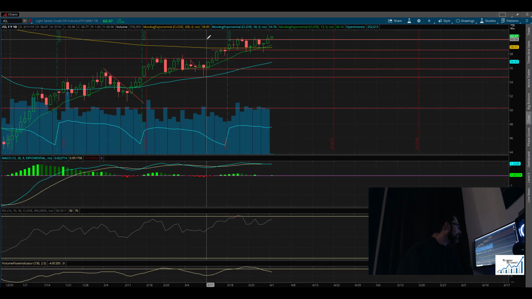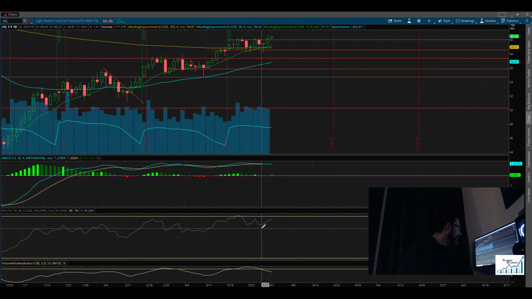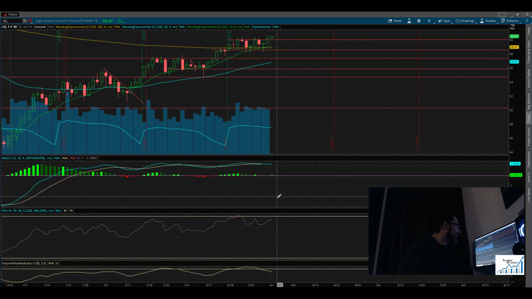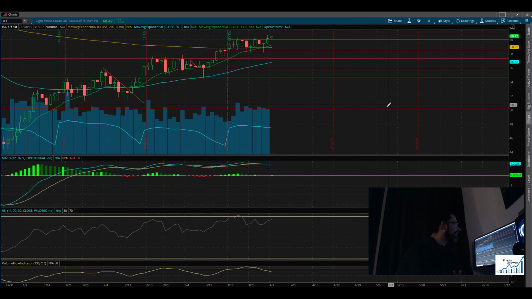So let's talk about a trading plan for this week. Our relative strength remains incredibly high. Our MACD is above the signal line. The only divergence we have is our volume flow indicator, which is now below the signal line, which is a little concerning, but I'm not going to say that the trend's over here. We still have plenty of room.